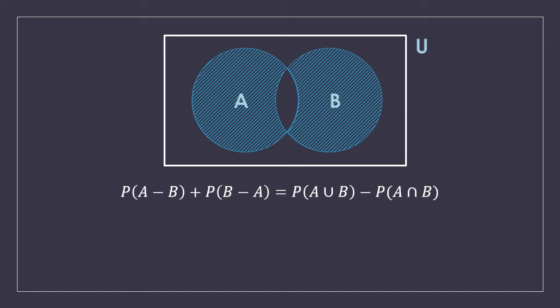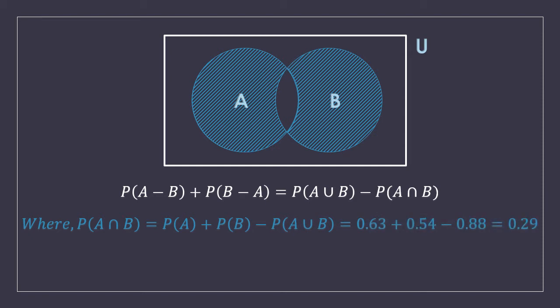We don't have intersection right now, so how are we going to calculate it? A intersection B will be A plus B minus union, that is 0.63 plus 0.54 minus 0.88, which is 0.29. So A intersection B value here is 0.29. So our total of the two different events will be union minus intersection, 0.88 minus 0.29, that is 0.59. As you can see, this is the exact same answer which we got in the last sum, the first method.